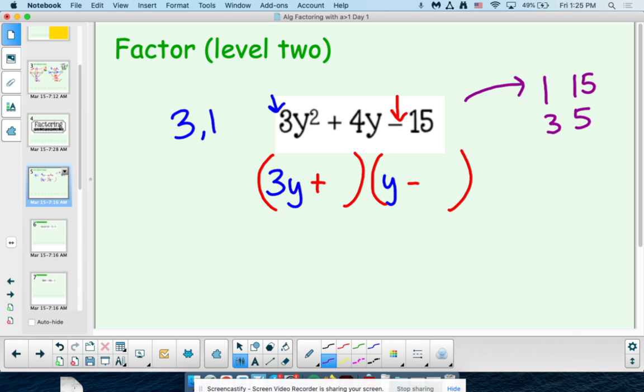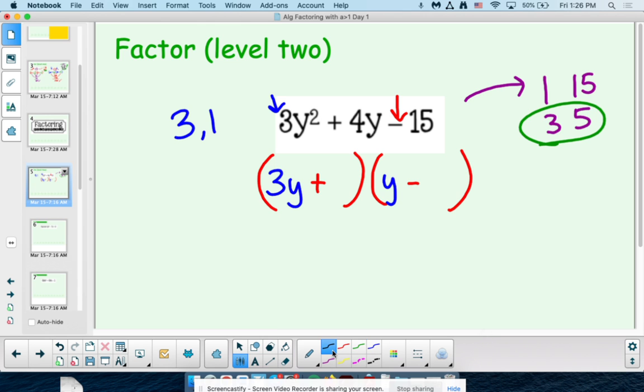Now, a good rule of thumb, you guys, is it's very rarely going to be the extremes like 1 and 15. Those are pretty big numbers. Like if you're taking 3 times 15, you're getting 45. So that's pretty large, right? So I usually try to stick with the ones kind of in the middle. It's easier to gauge where you're at. So I'm going to try 3 and 5. Again, I don't know which one goes where, so I'm just going to guess.